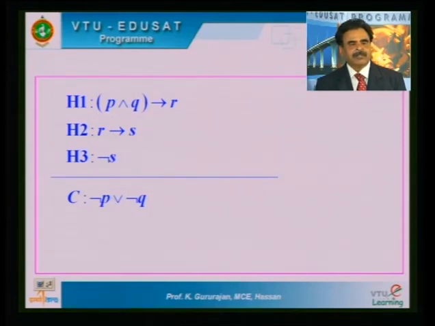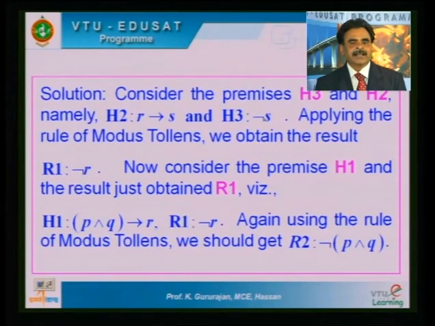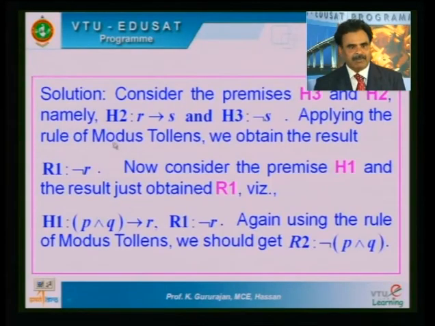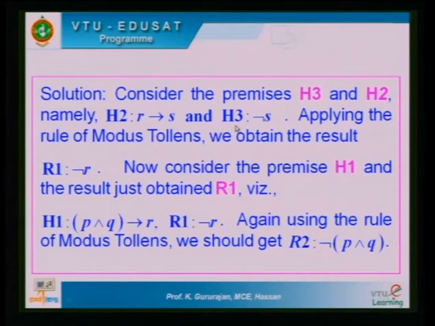So now we shall try to solve the problem by using the rules of inference theory. Now we shall try to do it in a different way. In the previous problem, I used the law of syllogism, that P and Q implies R, R implies S, so P and Q implies S, with which we started. We shall try to do it in a different way this time. Maybe we will work with H2 and H3. H2 means R implies S, H3 means negation S. Now apply the rule of modus tollens, I will get the result, negation R is true. What is modus tollens? If R implies S is true and negation S is true, then negation R is true according to modus tollens.